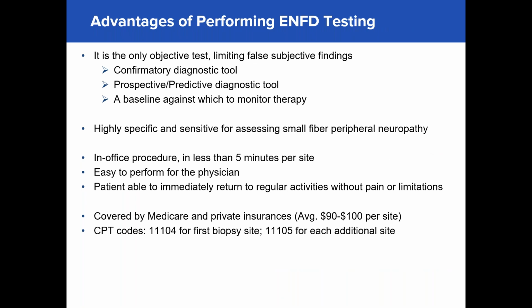Advantages of performing this test, of course, you're confirming your diagnosis. It is predictive. You know that it's going to be accurate, and you can depend on that. It does provide you, as we mentioned, a baseline against which you can monitor your therapy and whether the treatment that you're doing is working for the patient or not. It is a highly specific and very sensitive test to diagnose and assess for small fiber neuropathy. It is an in-office procedure. It takes less than 5 minutes to do per site.